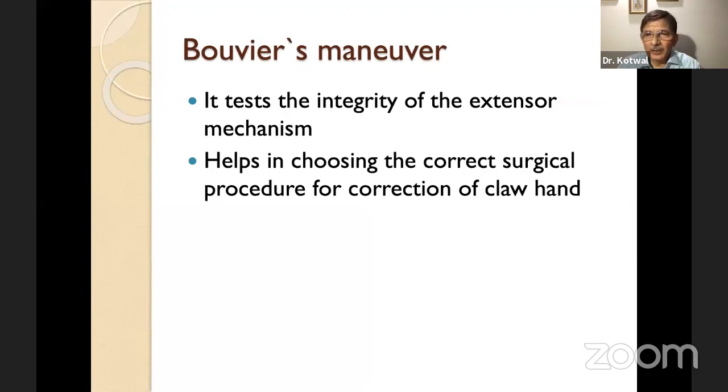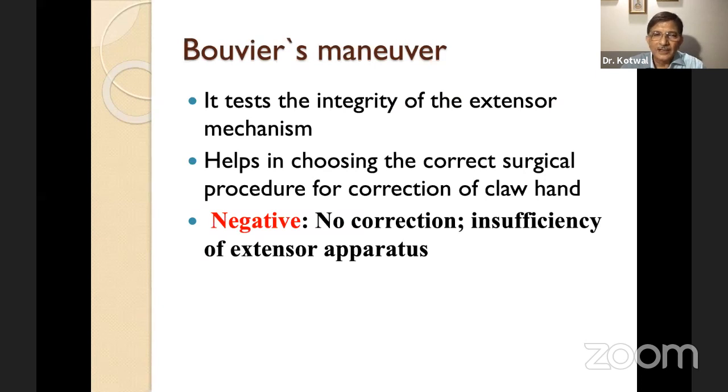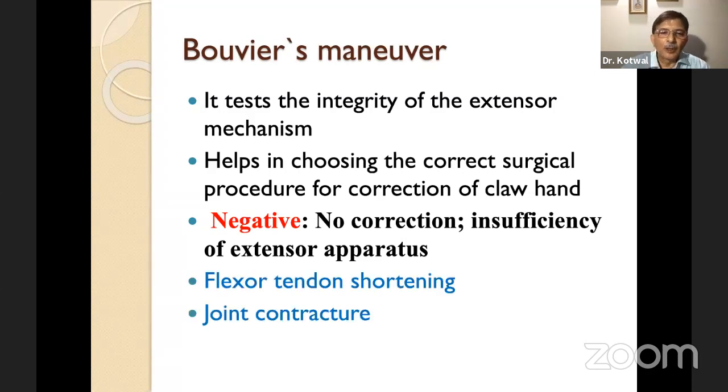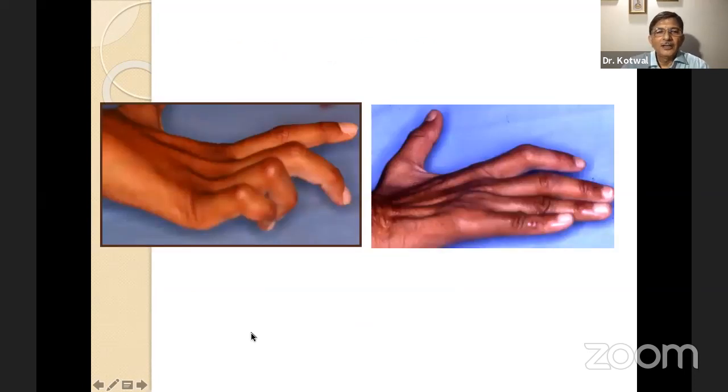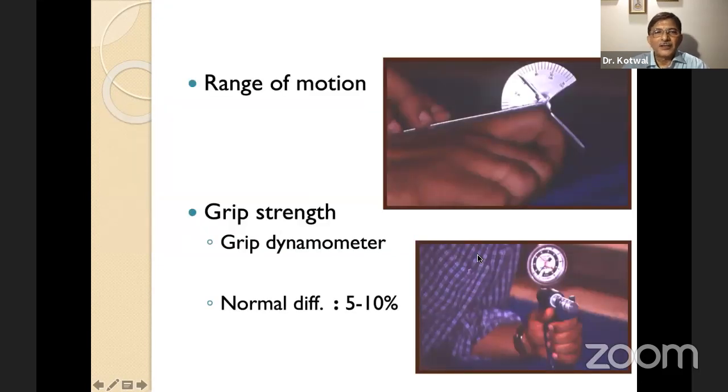If the test is positive, that means if it gets corrected, you can definitely go ahead and do a surgical procedure with good results. But if it is negative, that means it doesn't get corrected by doing that maneuver, there is some insufficiency of the extensor mechanism, and it would require some augmentation. The problem may be either flexor tendon shortening or joint contracture. If the principle is followed properly, the clawing can be corrected by any surgical procedure.